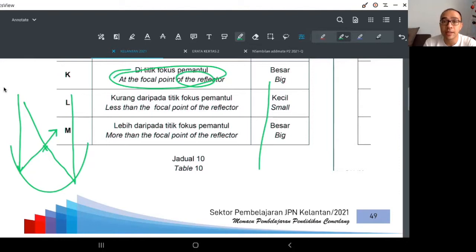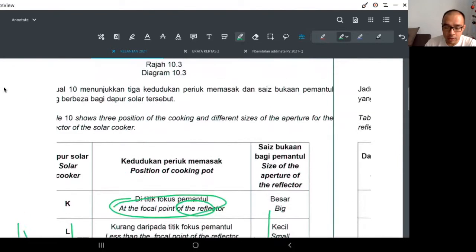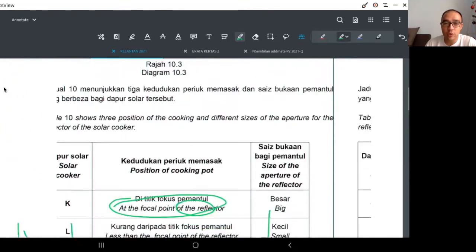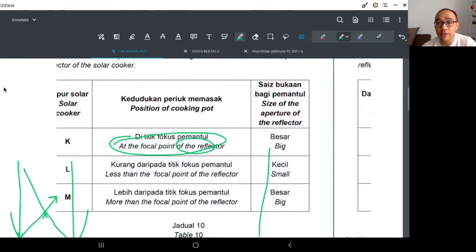less sun. Okay, so the idea about the reflector is that there is this sweet spot where it's going to receive the most light and the most sun. And that sweet spot is called the focal length. Okay, the focal length. So we want to position it at the focal point. Okay. Secondly, the size of the aperture of the reflector.